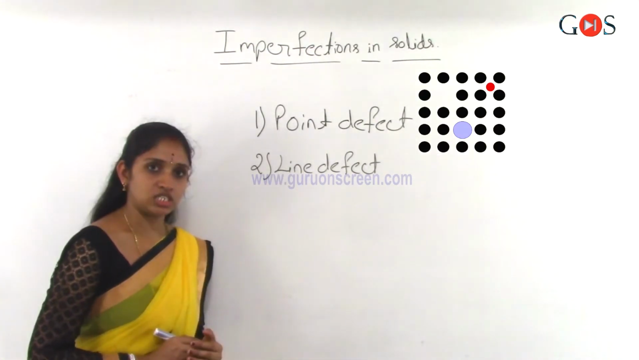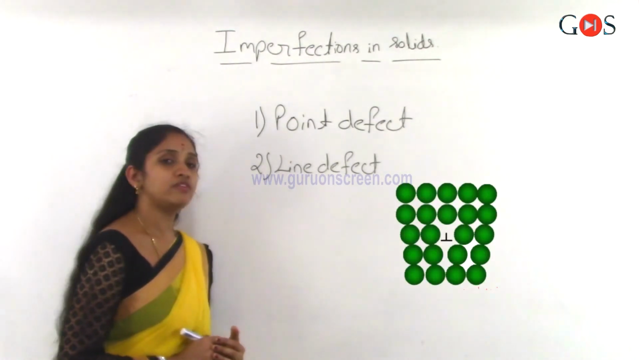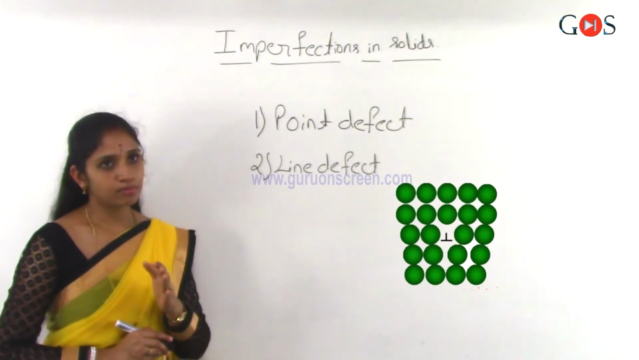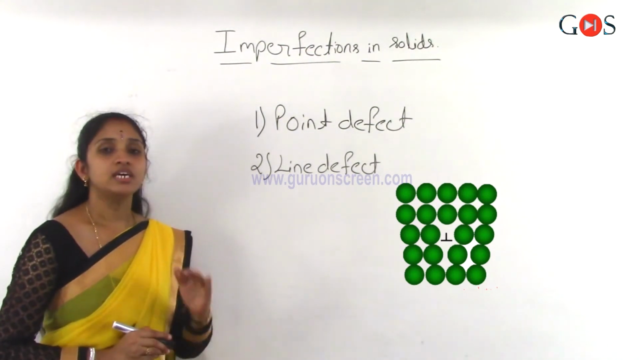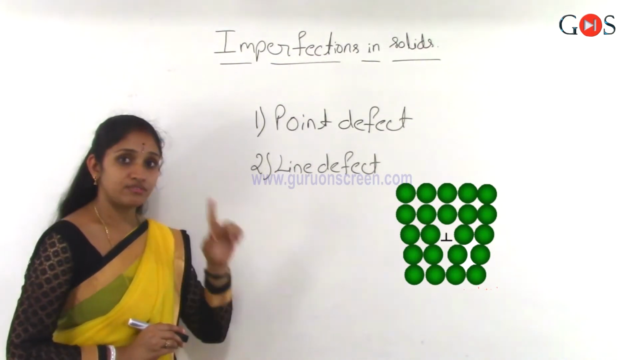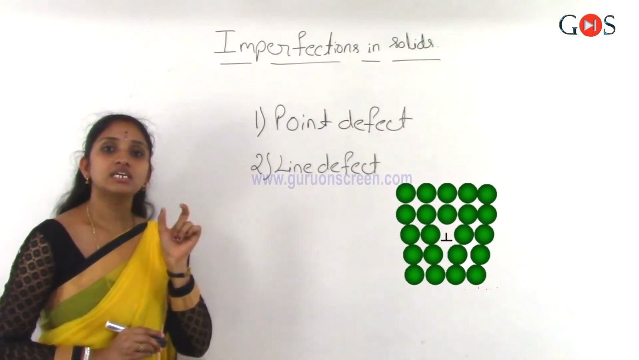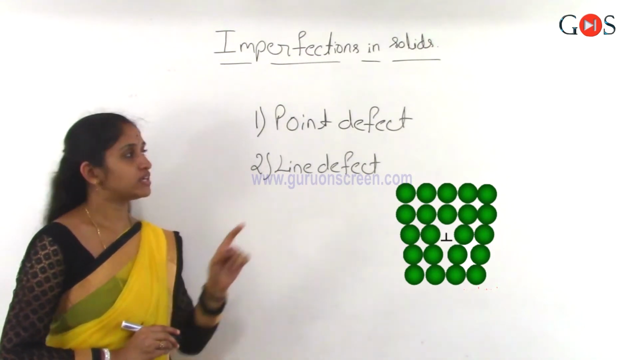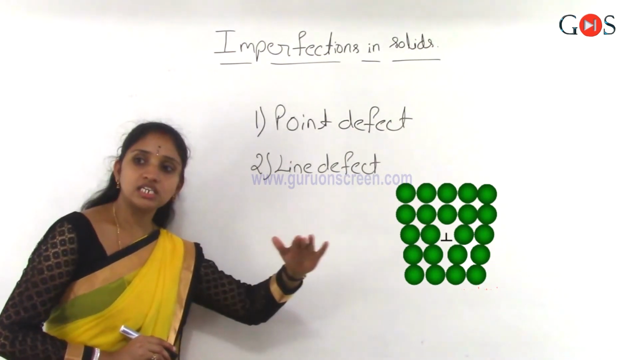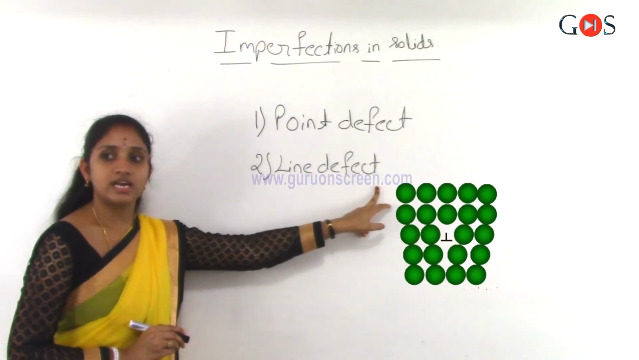So such a defect is called as point defect, whereas the line defect can be defined as the imperfections or the deviation from the regular arrangement in the entire row of crystal lattice. If the defect is at any one point or one crystal lattice, so such a defect is called as point defect. If the defect is in entire row of crystal lattice, so then such defects are called as line defects.